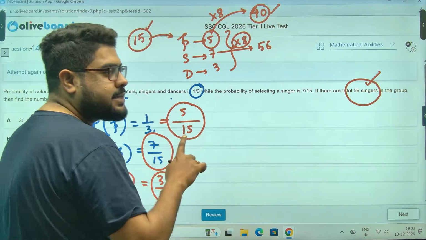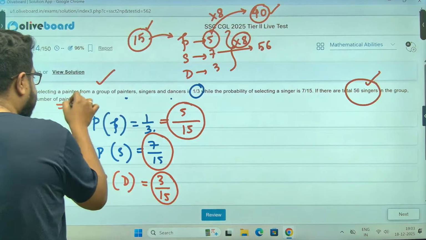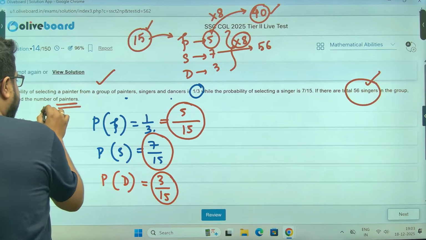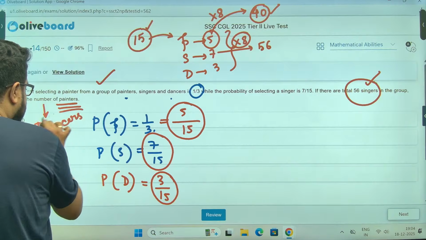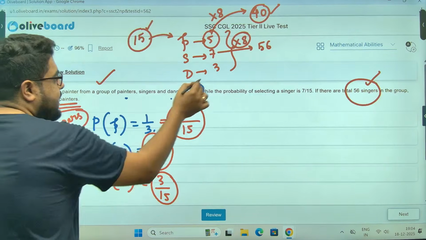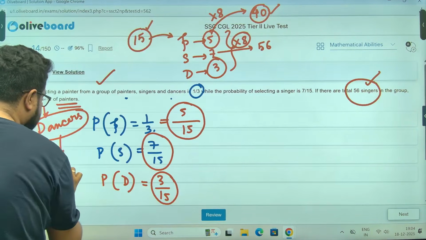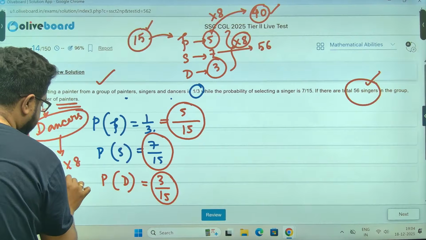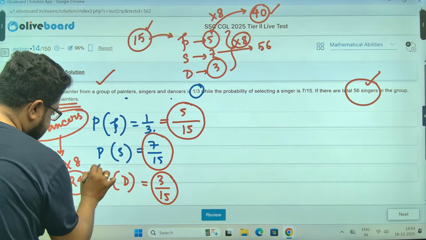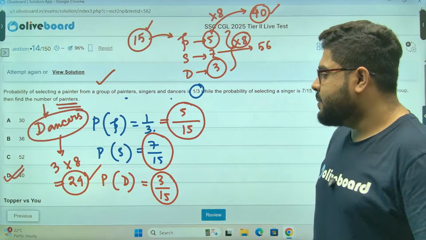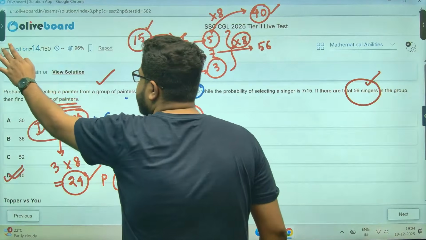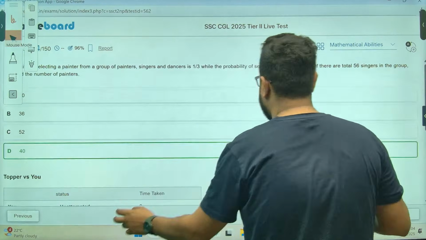Now in this question, the better question would have been, how many dancers are there? In that case, what would have been your answer? Dancers are 3 units, so it would have been 3 into 8, which is 24. If they had asked this as the question, then 24 would have been your correct answer. But in this case, option D, 40, is most definitely your answer.